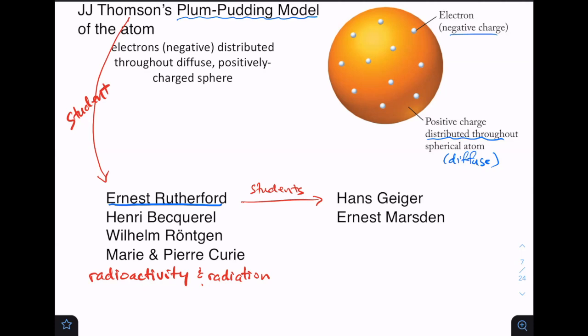for his old master, and maybe he despised plum pudding so much that he decided to test that theory. So he sent Geiger and Marsden off to do some experiments that should test the plum pudding model. And they're going to do that with some radioactivity.